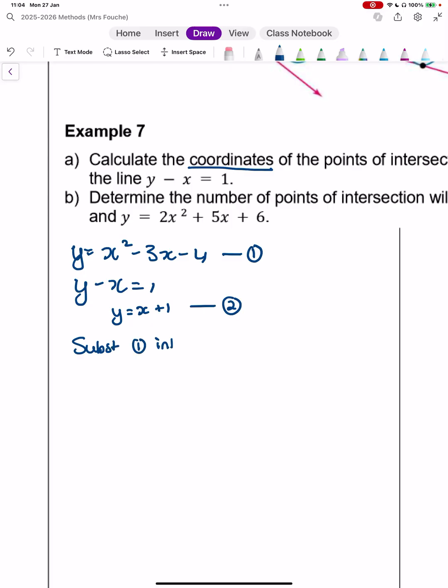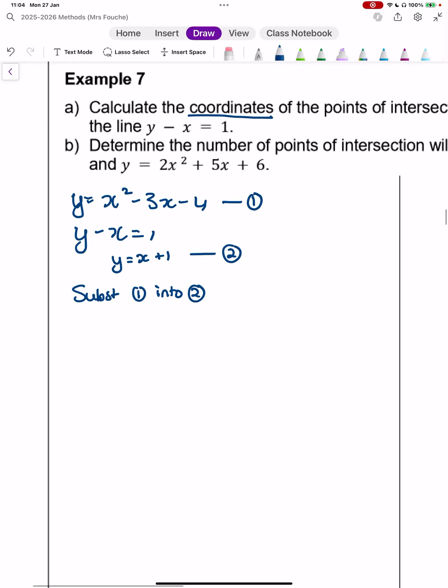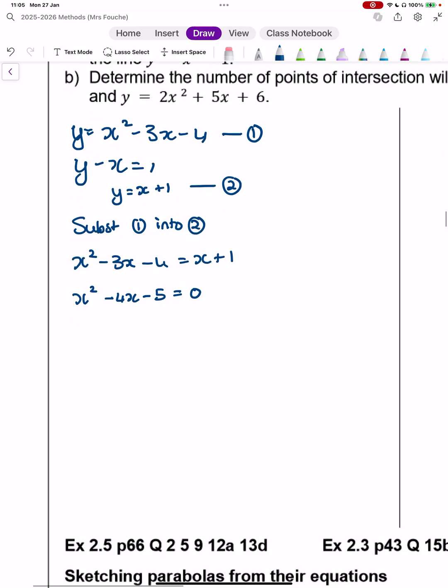And we're going to substitute 1 into 2. You should have worked with simultaneous equations like this last year. x squared minus 3x minus 4 is equal to x plus 1. Let's rearrange that, and what we're going to get is x squared minus 4x minus 5 equals 0, and that should automatically make you want to factorize and solve using your null factor law.